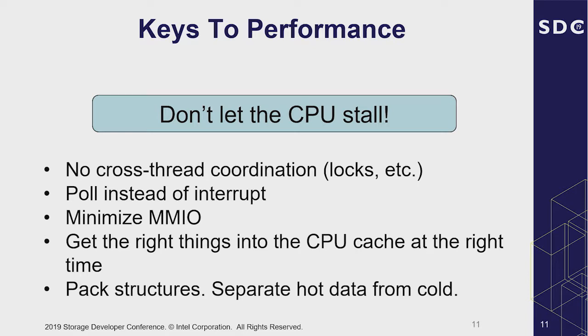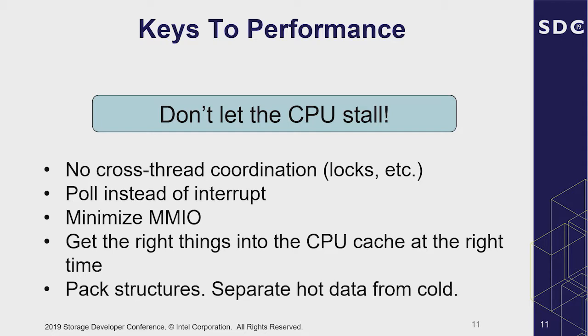All right, then you have to get the right things into the CPU cache at the right time. And that typically means getting the CPU to be able to speculate ahead appropriately, right? And so you have to organize your data structure so that it can speculate, which is tricky. And then also don't touch cache lines that you don't have to, right? Don't do a load and wait on something if you didn't have to.